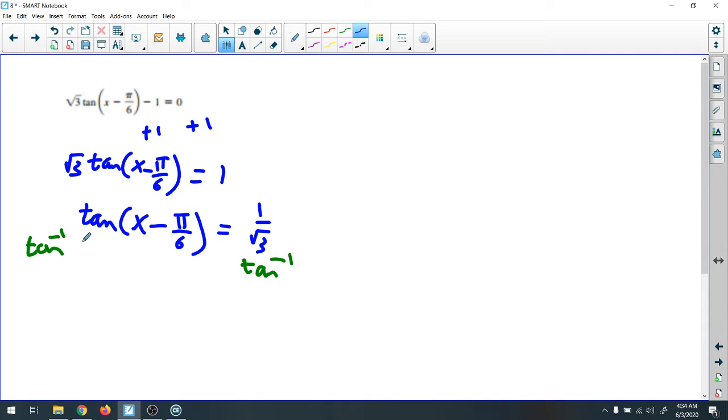Then tangent cancels arctangent, and it will be x minus pi over 6 equals arctangent of 1 over square root of 3. So let's find out the angle whose tangent is 1 over square root of 3. We need to work on this one here.